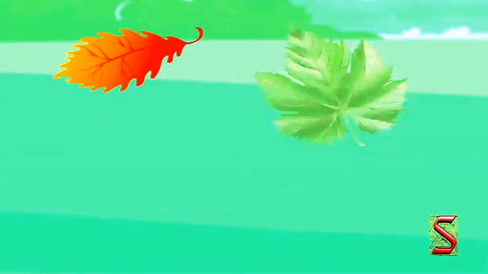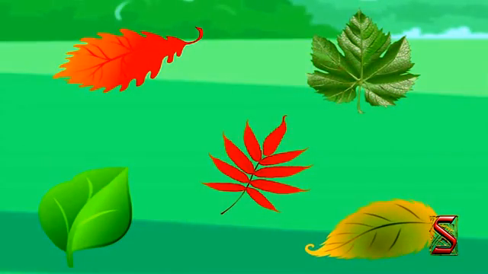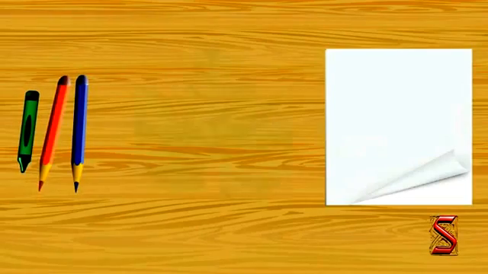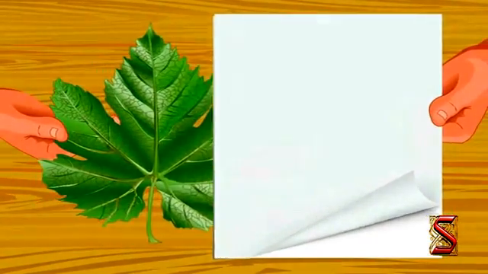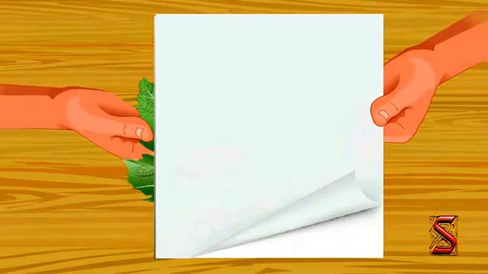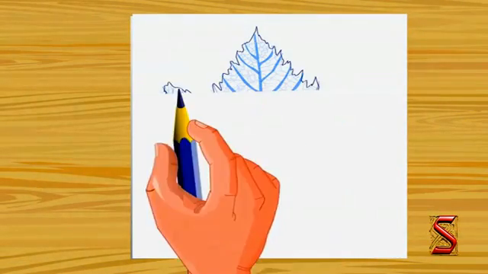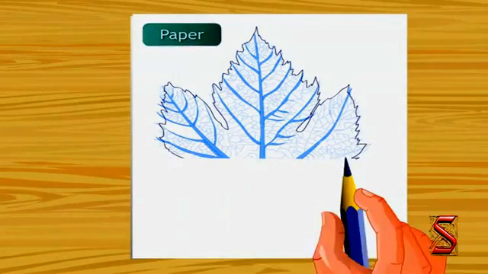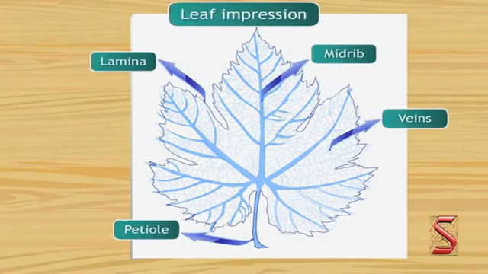Let's do a fun activity with leaves. Collect leaves of different shapes. Take a paper sheet and colored pencils or crayons. Put the paper on the leaf as shown in the figure. Hold the pencil tip sideways and rub it on the portion of the paper having the leaf below it. You will get the leaf impression on the paper.